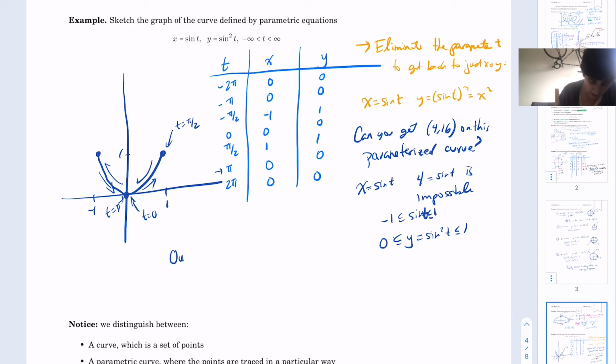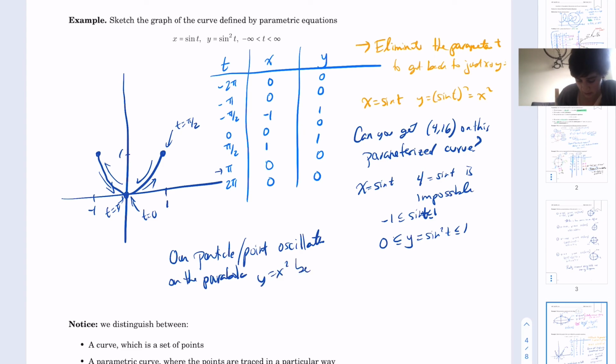So our particle point oscillates on the parabola y equals x squared between negative 1 and 1.